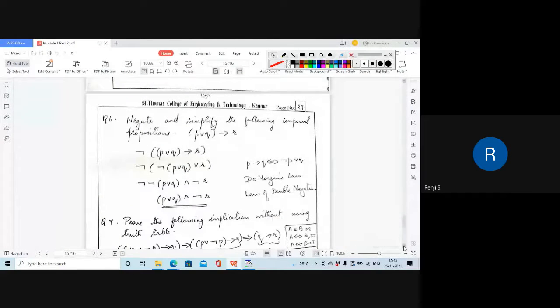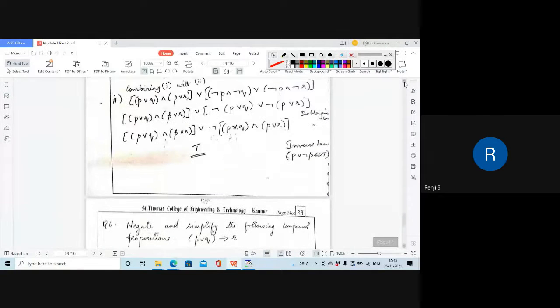Now, moving on to the next one. Write down the question. Negate and simplify the following compound proposition. Very simple. I think you can do it by yourself. Write down the sixth question. I think your question number is 5 now. Okay, question number 5. Negate and simplify the following compound propositions.